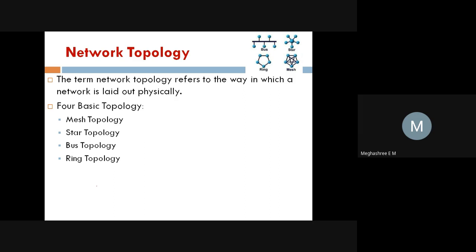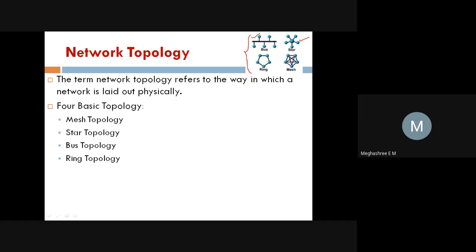I hope this is clear to everyone. Okay, you can see the diagram here. Consider these are all the nodes, and this is the link. The way in which these links and the nodes are arranged is different compared to the next one, right? So this arrangement we call a bus.